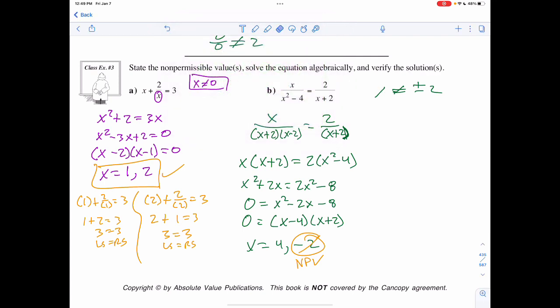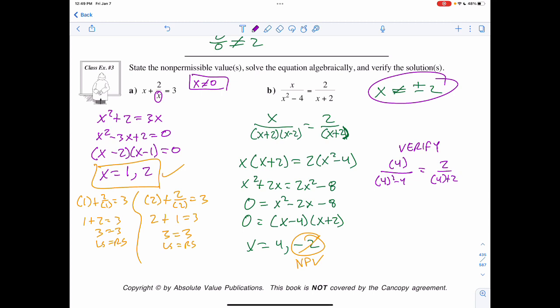Don't even need to verify it because it's in my MPVs up here. But I am going to verify the 4 to make sure that that one also works. And I'm going to say that if I have 4 divided by 4 squared minus 4, is that the same as 2 over 4 plus 2? This is going to give me 4 over 4 squared is 16 minus 4 is 12 is equal to 2 over 4 plus 2 is 6.